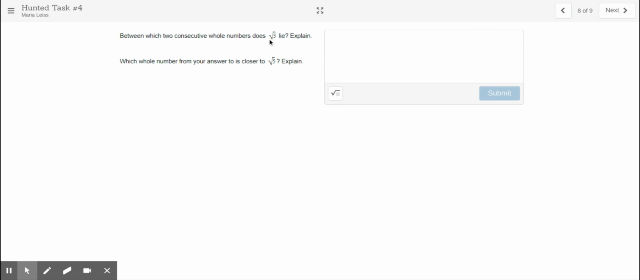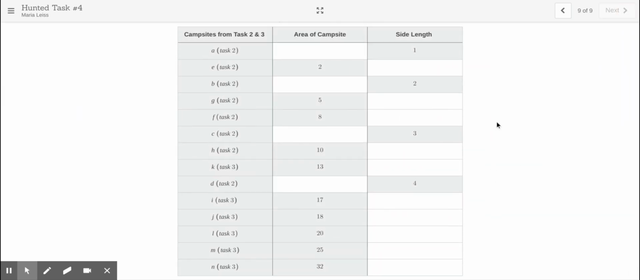So now you're actually going to go to Desmos again. Find the square root of 5. Tell me what two whole numbers it is in between. Is it in between 1 and 2, 2 and 3, 3 and 4, 4 and 5, 5 and 6? And then tell me which number it's closer to. On slide 9, all you're doing is going back and forth between area and side length.